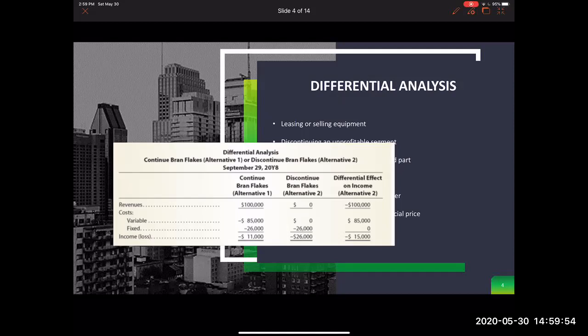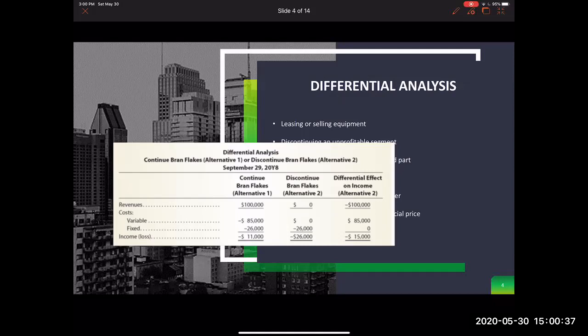Now, as mentioned before, in the very last column is our differential effect, where we're doing the actual comparison between alternative number two and alternative number one. In doing the calculation, we see that our income is a loss of $15,000 overall. So in looking at this evaluation, what makes sense for the leader of this business or product manager is to continue bran flakes rather than discontinue it, because we have less of a loss by continuing it versus discontinuing it.